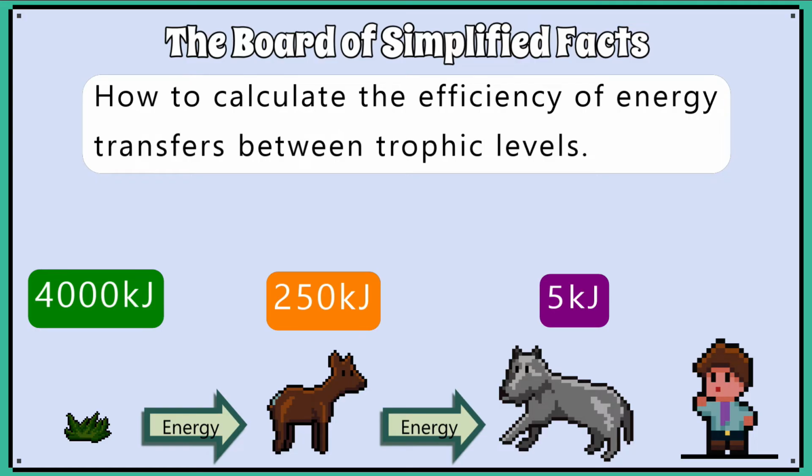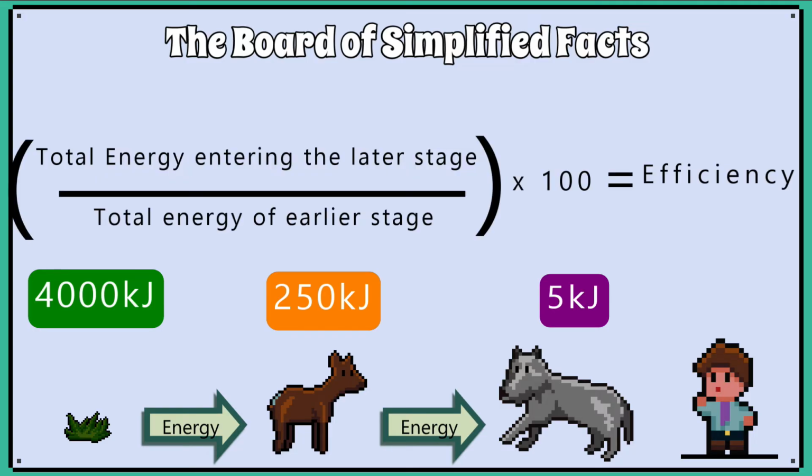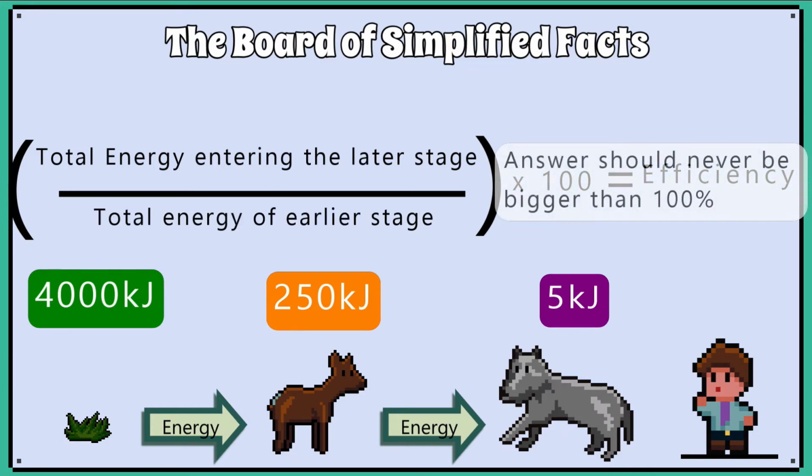Finally, a higher tier skill that you need is how to calculate the efficiency of energy transfers between trophic levels. Simply, to calculate the efficiency, you divide the later stage in the food chain by the earlier stage and then multiply by 100%. If you have a bigger number on the bottom, the denominator, then you know you are going in the right direction. Also, you should never get an answer bigger than 100%. If you do, you have made a mistake.